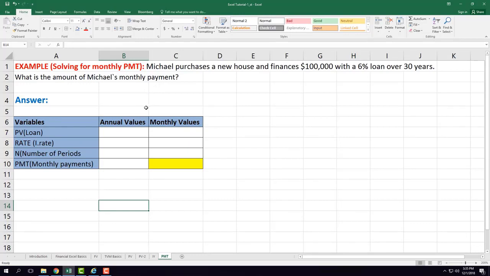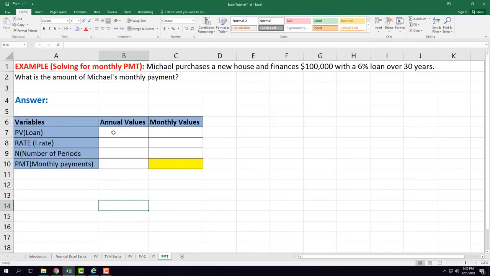So be careful. This question is a little different than the previous ones because the payments are made in months, not years. So even though the parameters are given in years, annual parameters, you have to convert these values to monthly values. Okay, let's just go one by one.